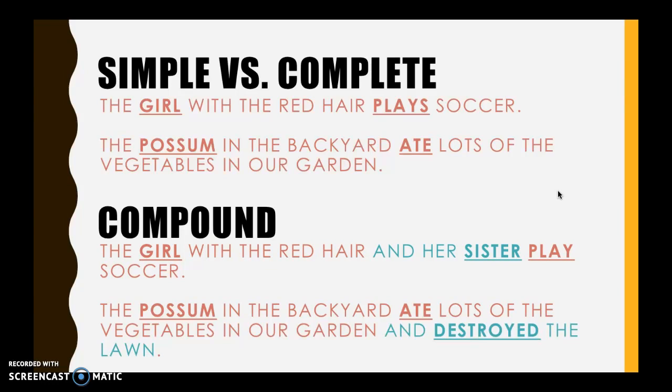In the second example, you have a compound predicate instead. There's still only one subject, the possum, but now he ate and destroyed. Two verbs in the predicate. That is a compound predicate. Note that both of those, the compound subject and the compound predicate, use the coordinating conjunction "and" to join them. You might see "or" instead, but usually you see "and" with compounds.